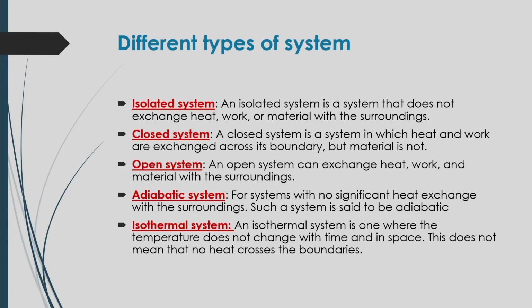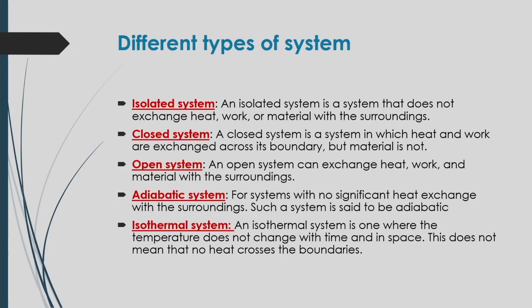There are different types of systems. Some systems will be isolated, some closed, some open, some adiabatic, some isothermal. Isolated systems do not exchange heat, work or material with the surroundings. Closed systems are those in which heat and work are exchanged across the boundary, but material is not. An open system is defined as a system where heat, work and material are exchanged with the surroundings.